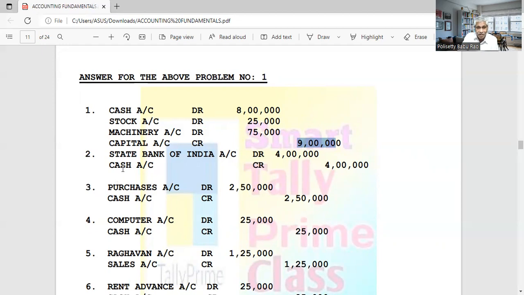So cash is going out. So State Bank of India account, debit 4 lakhs, cash account, credit 4 lakhs.